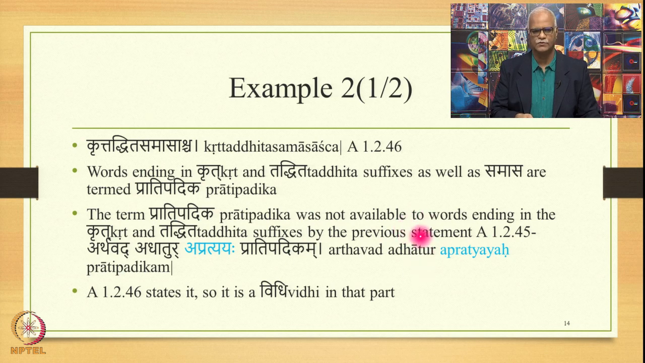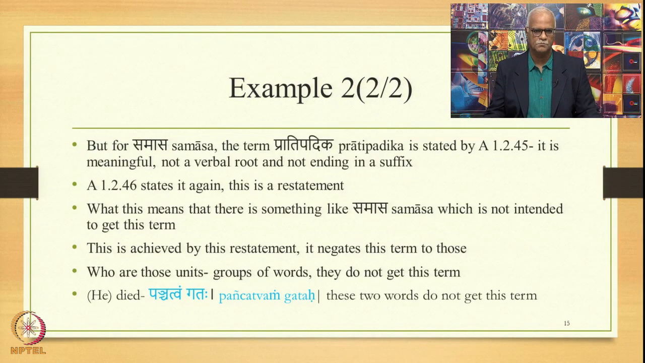In this scenario, this sutra 1246 is stating the term Pratipadika to Krut and Tadhita. Therefore now 1246 is acting as a vidhi in this one part, namely Krut and Tadhita. Now what happens to Samasa? But for Samasa, the term Pratipadika can be said to be stated by 1245 because Samasa is meaningful, Samasa is not a verbal root and does not always end in a suffix. This means that Samasa does get Pratipadika Sanjna by 1245.